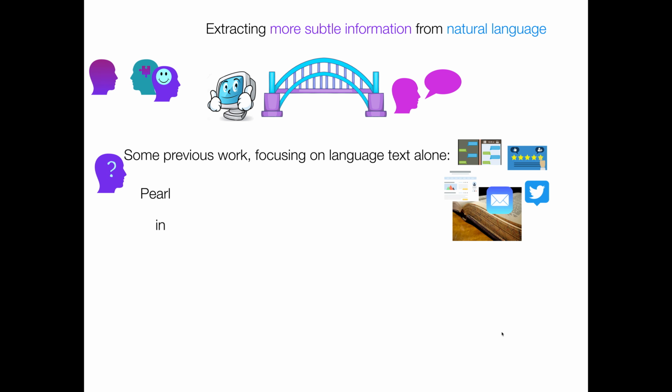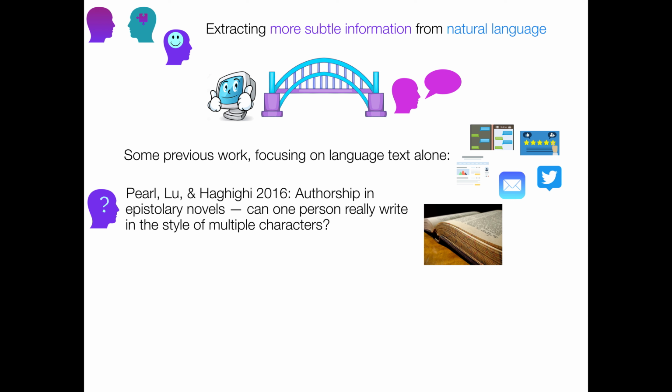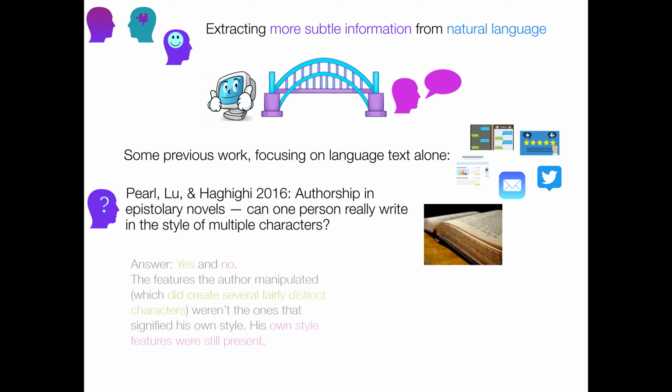A study in 2016 was looking at authorship in epistolary novels. So these are novels of epistles, that is letters, of characters writing letters to each other. And the trick of it, of course, is that the actual author of this epistolary novel is just one person. And the question from a literary perspective is, can one person really write effectively, truly, believably, in the style of multiple characters? And the answer was yes and no.